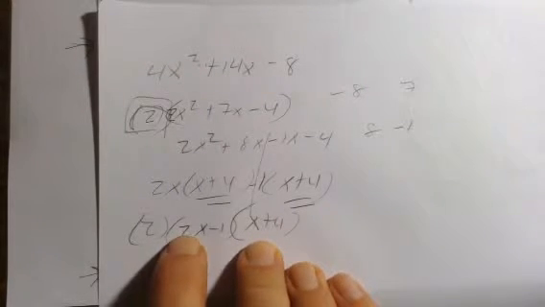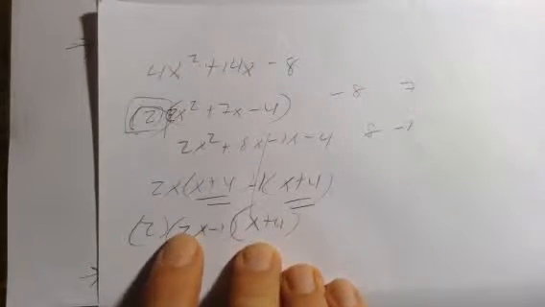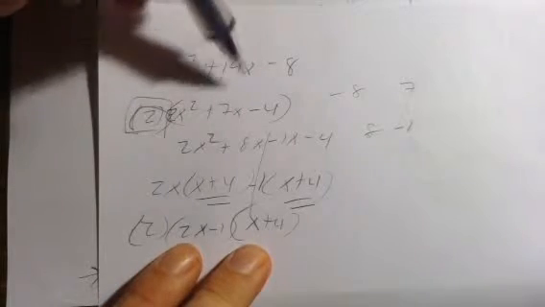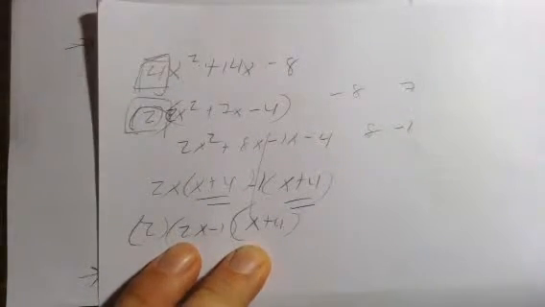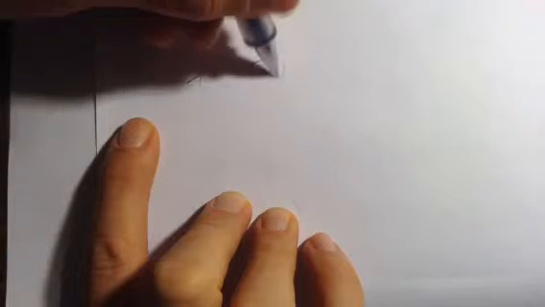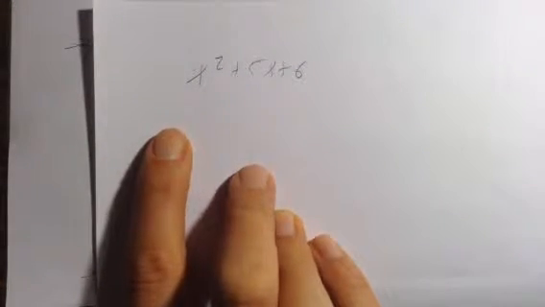Okay? Now sometimes you're going to have a gift. I mean, this way works every time the leading coefficient is not 1. Okay? Sometimes you're going to have something like this: x squared plus 5x plus 6. And you're going to be so thrilled when this happens.